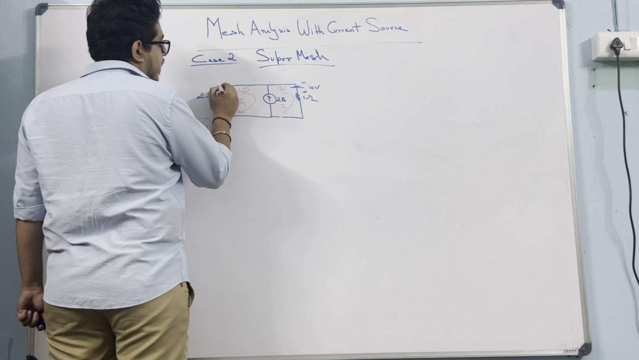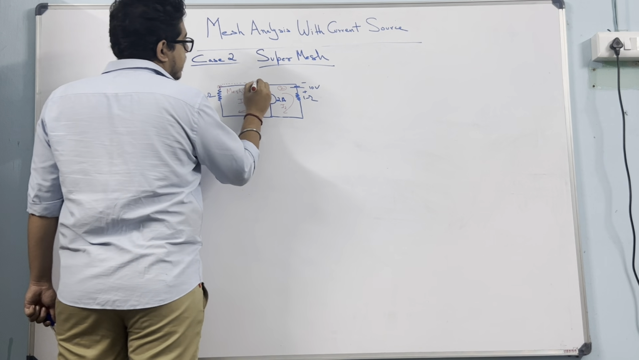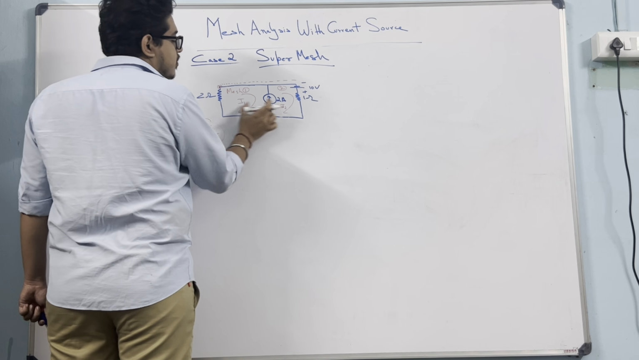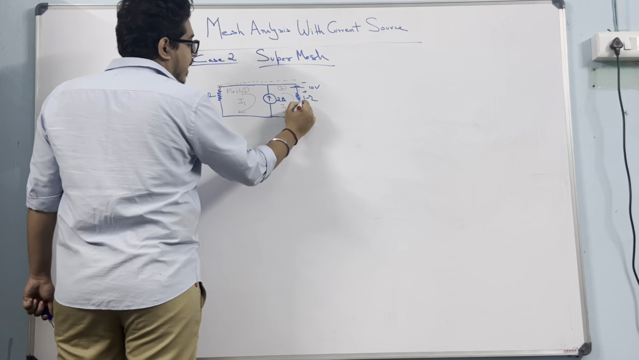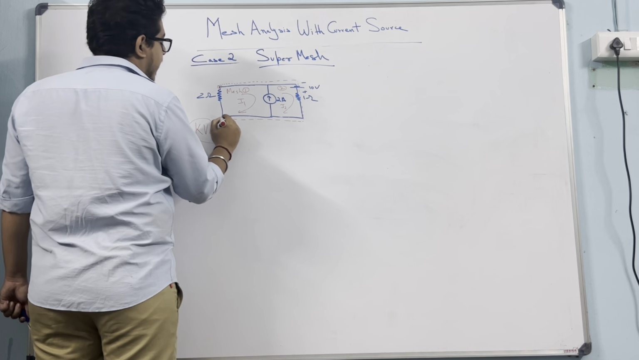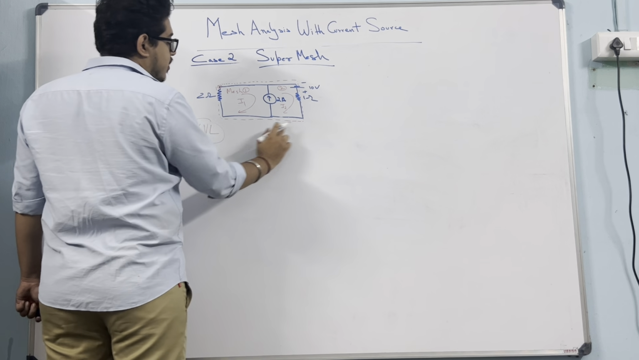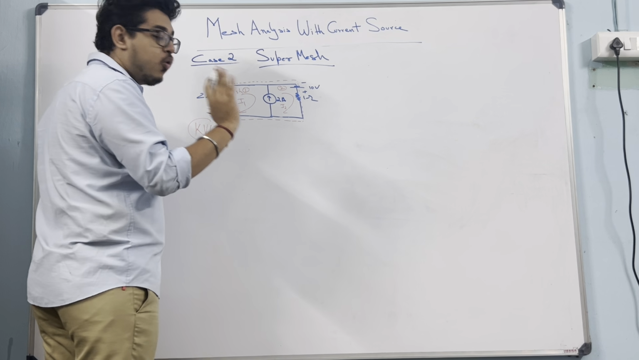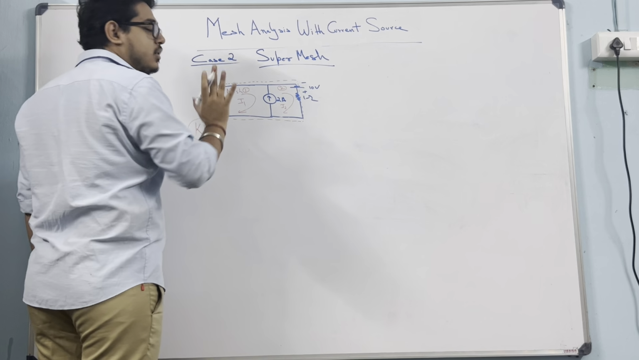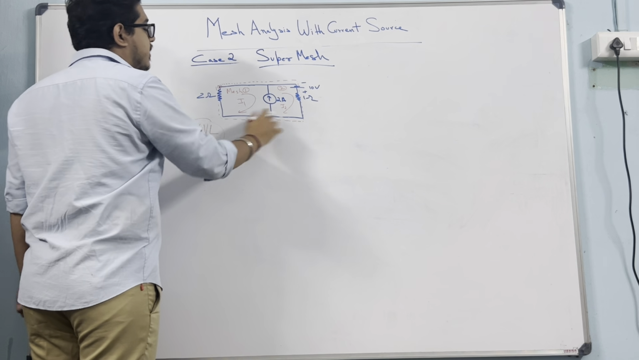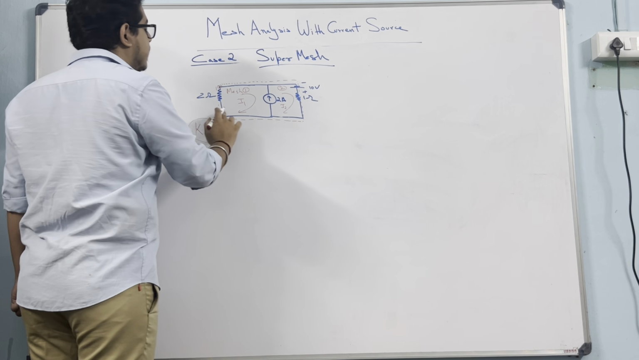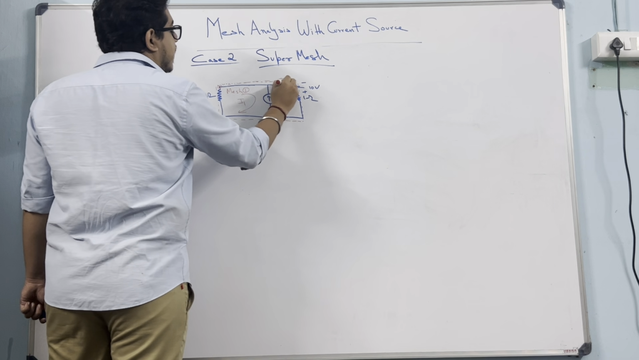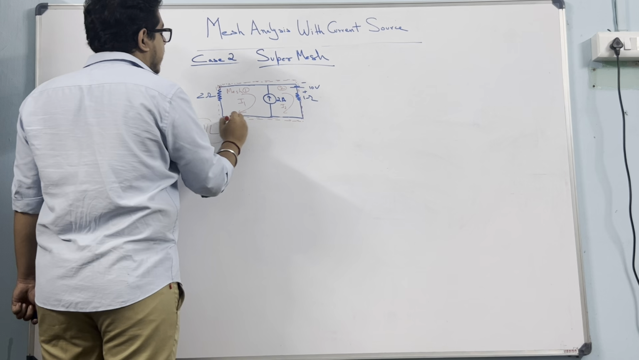If I start from here and write like this, obviously current will change in both meshes, and I already assume different currents only, and I come like this and again come to this. There are no current sources present over this path, so I can easily write the equation for a supermesh and it's still valid. Okay, so this is the supermesh.